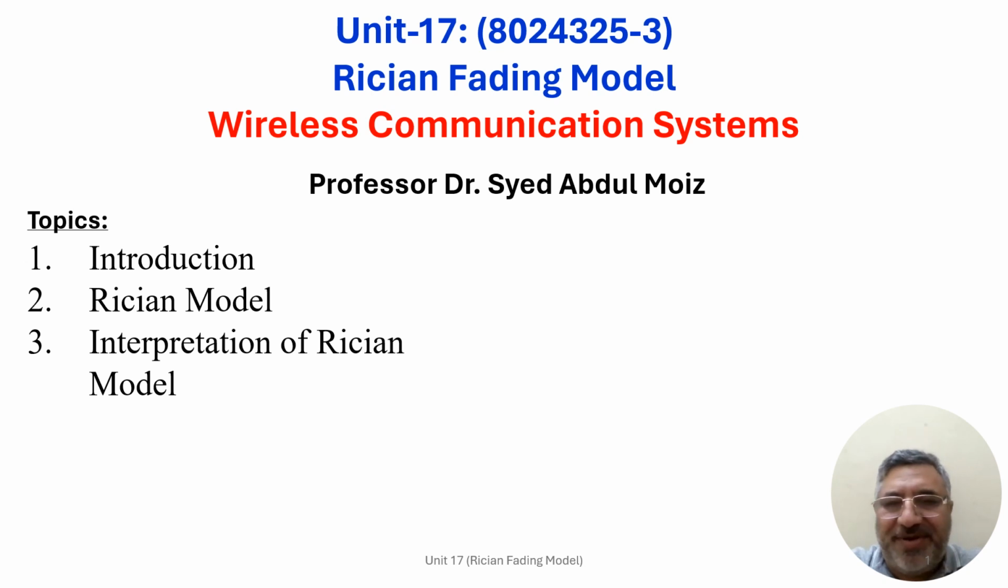The Rician fading model, named after Stephen Rice, extends the Rayleigh fading model by considering the presence of a dominant line of sight component in addition to the randomly scattered multipath component. This model is particularly relevant in scenarios where there is a clear line of sight between the transmitter and receiver, such as in outdoor environments or when there is minimal obstruction. In this unit, we will first introduce the Rician model, and then we will discuss and interpret the Rician fading model.